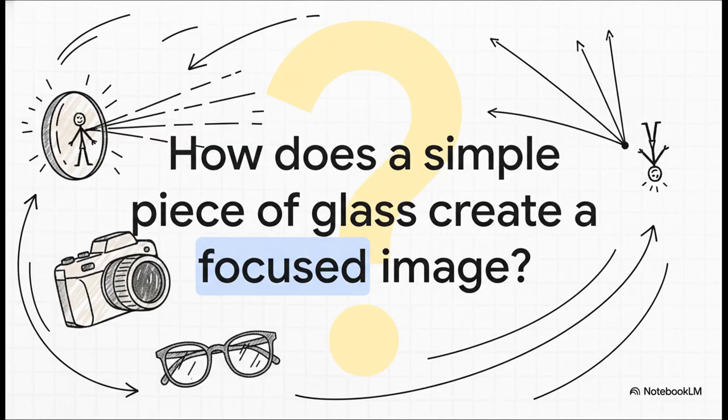Okay, so this is the big question, right? How in the world does a lens take all this scattered light coming from an object and somehow wrangle it into a perfectly sharp, focused image? It's a pretty amazing journey, from the really deep physics of light down to the simple rules we use every single day in our cameras and even our eyeglasses. And we're going to walk through it, step by step.